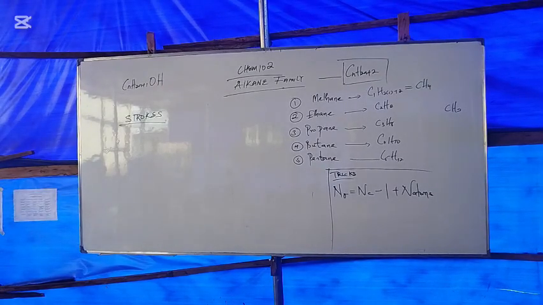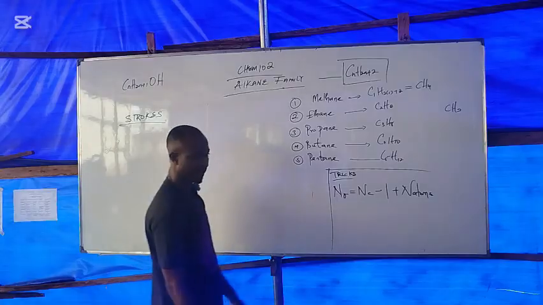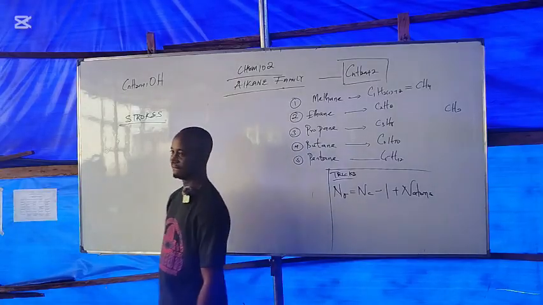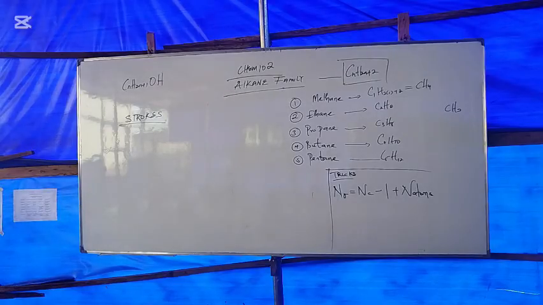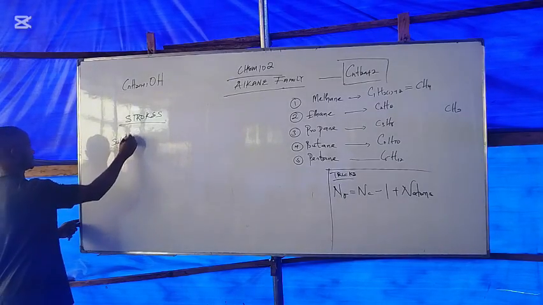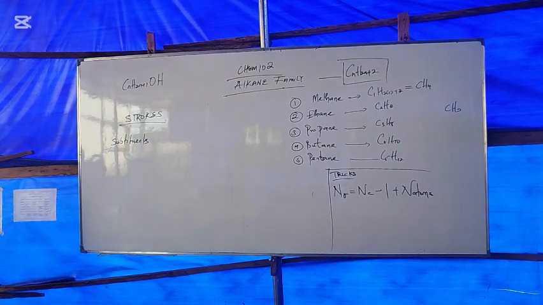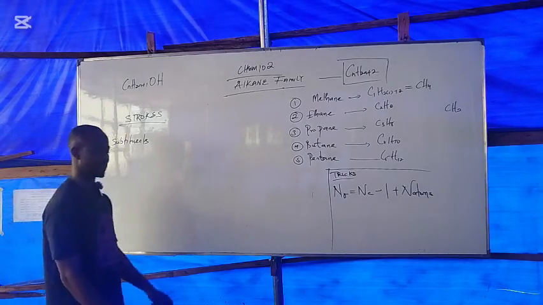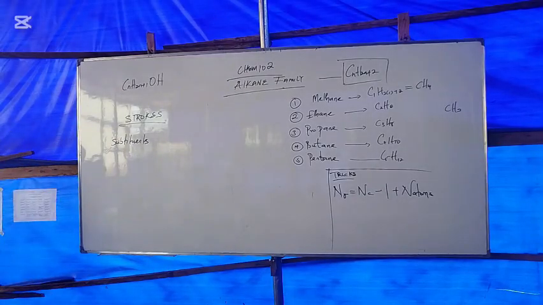Number 2: number the chain so that the substituents get the lowest possible number. The substituents get the lowest possible what? Number. The lowest possible number.